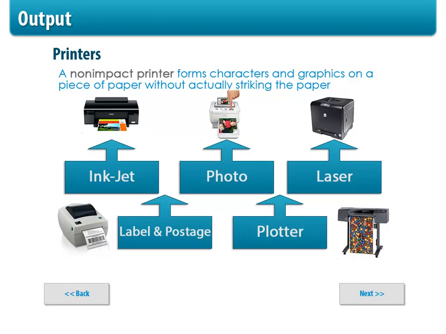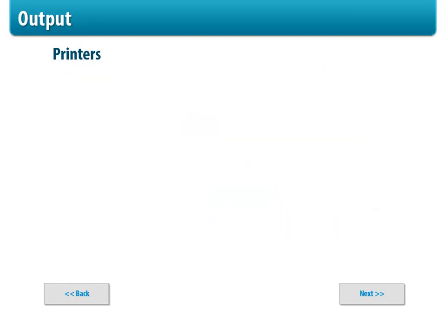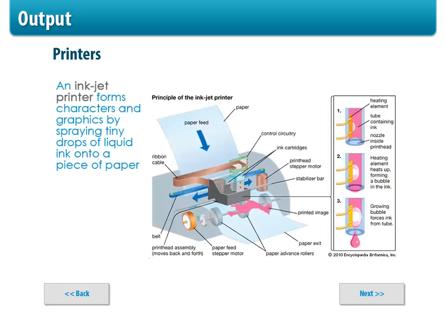There are printers that are non-impact printers. Basically, they don't strike the paper. So you look at your lasers, your photo printers, your inkjets, your plotters, all either spray or drop toner or ink onto a piece of paper, but they do not impact it with force. It actually drops it, and that's why we call it a non-impact printer.